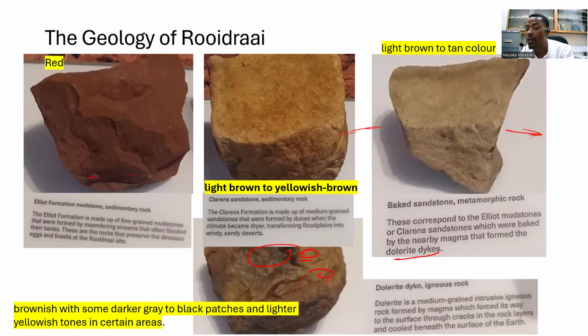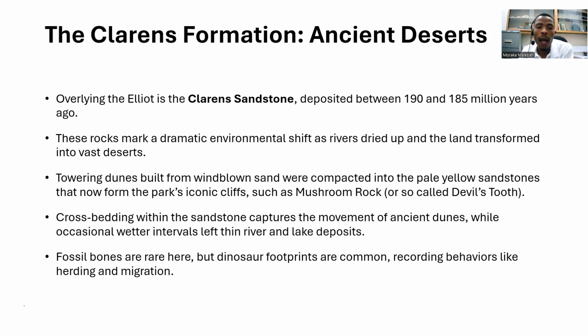So it could be that we've metamorphosed the mudstone, or we could have metamorphosed the sandstones of the Clarence. Overlying the Elliot is the Clarence sandstone, deposited between 190 to 185 million years ago. These rocks mark a dramatic environmental shift as rivers dried up and land transformed into vast deserts. Now the environment became warmer and drier as Gondwana was drifting towards the north.